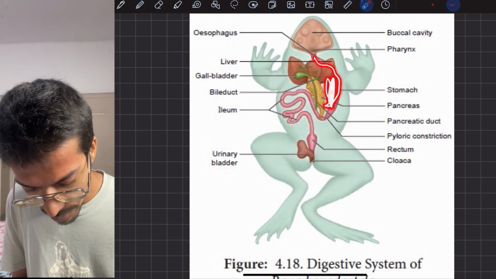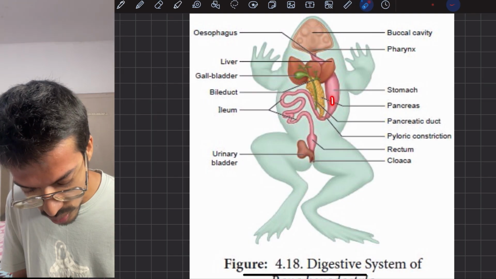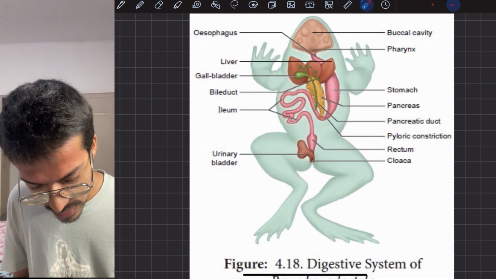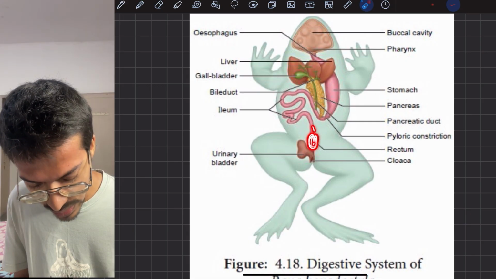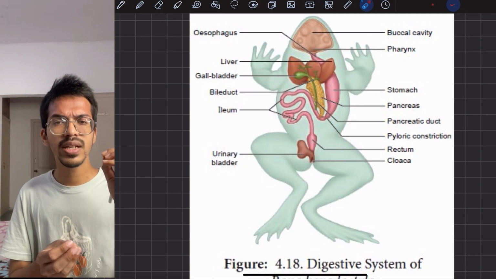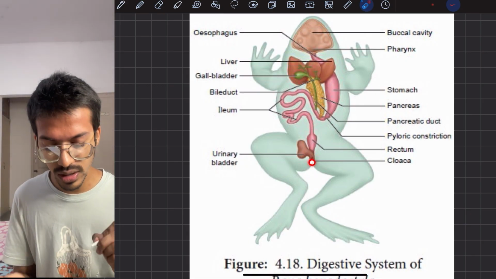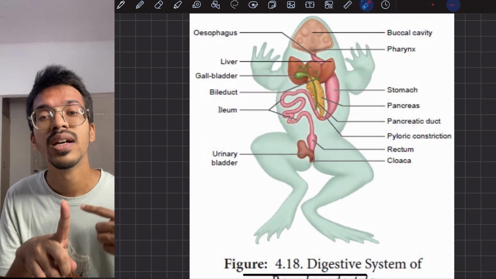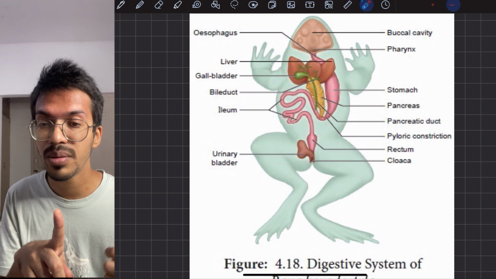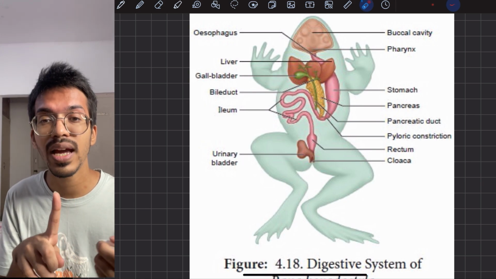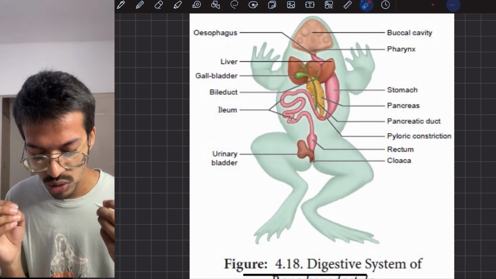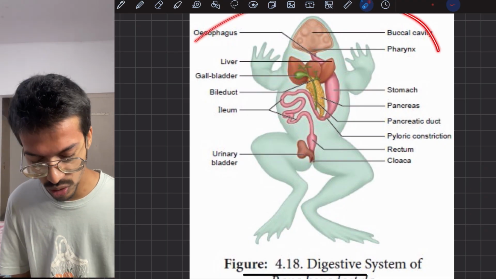From the stomach it goes into the intestinal areas, and from the intestine it reaches the rectum, and the rectum opens into the cloaca. Normally the cloacal opening is there. They don't have any anus; they have a cloacal opening. Through that their waste comes, their urine comes, and their gametes also come. So three things come from there. This is the whole structure of it.